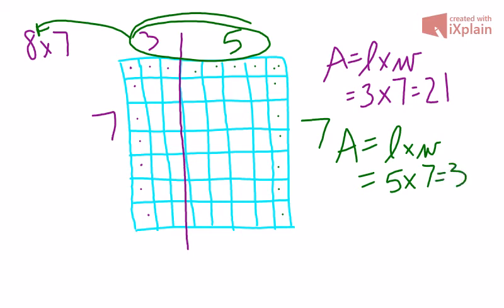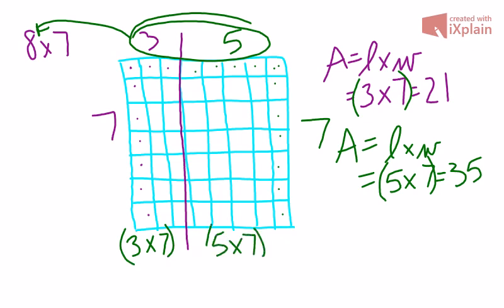Okay, and now I have, that is 35. Now, if I wanted to use this, this would be in parentheses for the distributive property, and so would this. And it would look like this written on the bottom, 3 times 7 and 5 times 7 with a plus in the middle. All right, and again, the 3 and the 5 equal 8.